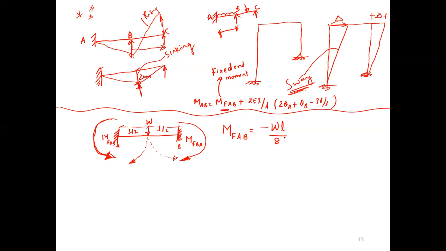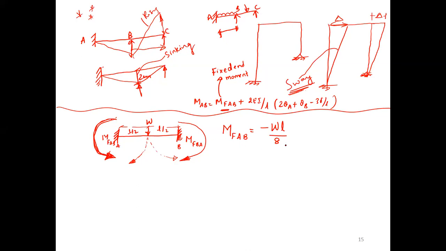Now I will define MFAB equals minus WL by 8. This is the equation you have to remember. Why is it minus? Because the resisting moment will be anti-clockwise. Hence, that's why I have taken minus. Clear? Any doubts? Do you have any doubts? Do you know why I took minus?